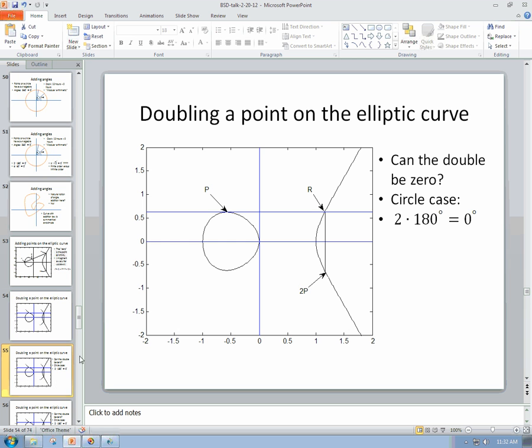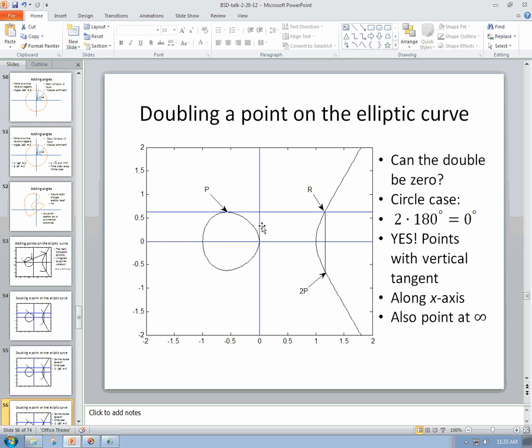So I'm asking the question, can the double of a point be 0? This is the simplest case of looking for a point of finite order. In the circle case, that was totally true: the 180 degree rotation, if you double it, you get 0. Well, what about here? If you have a vertical tangent, like I was just showing on the animation, that vertical tangent is going to intersect at the point at infinity.